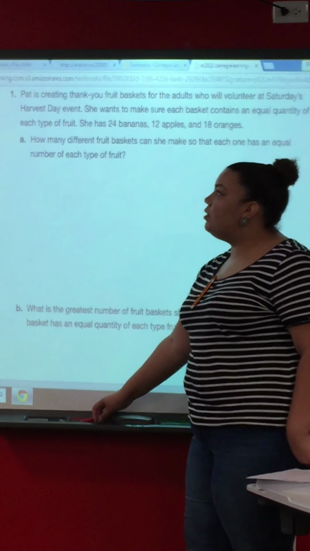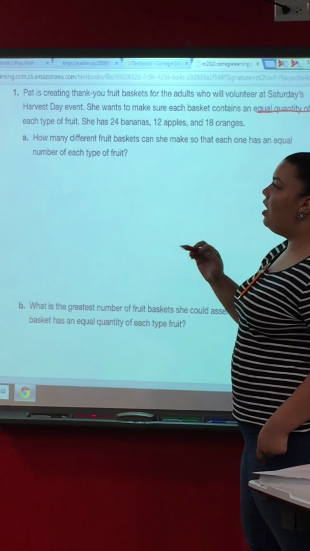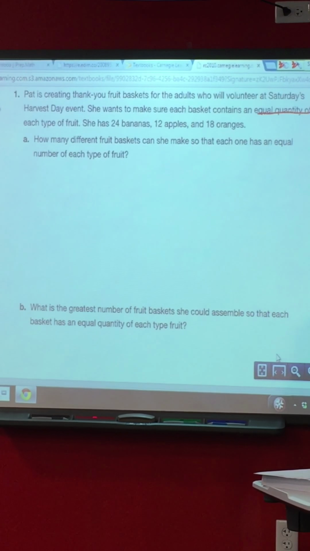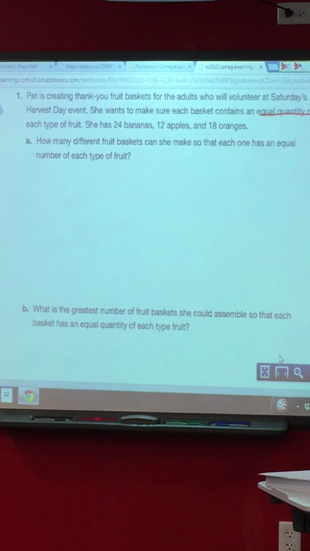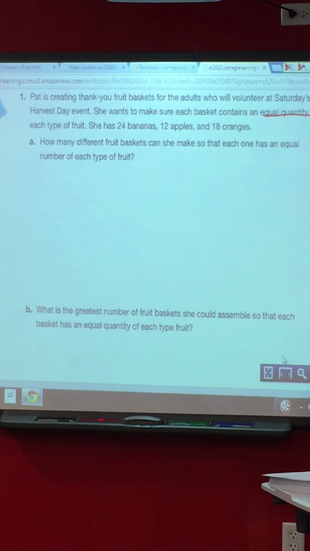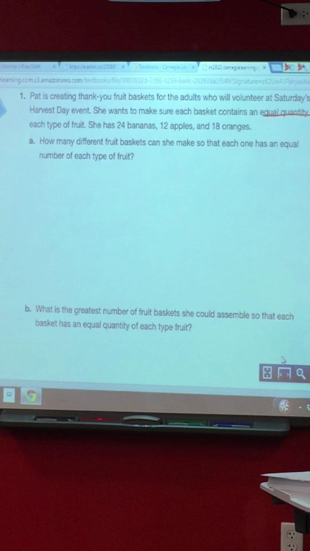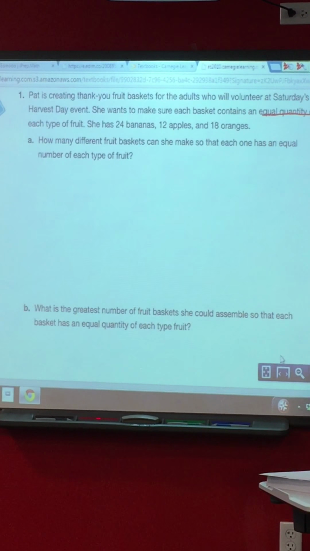I think one of the key words in this problem is an equal quantity of each type of fruit. So she doesn't want to have different amounts of fruit in different baskets. Each basket should have the same amount of each fruit. So when we see this type of question, my mind immediately goes into factors.